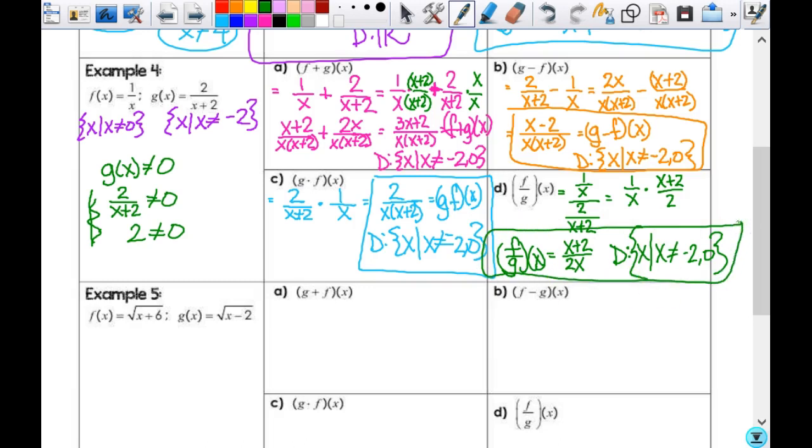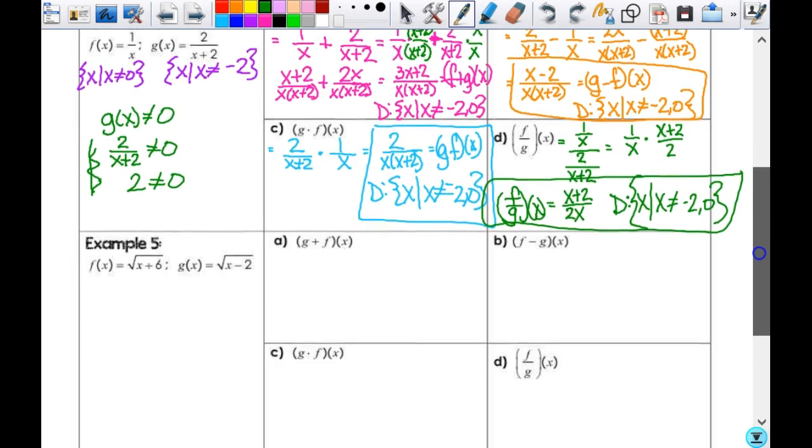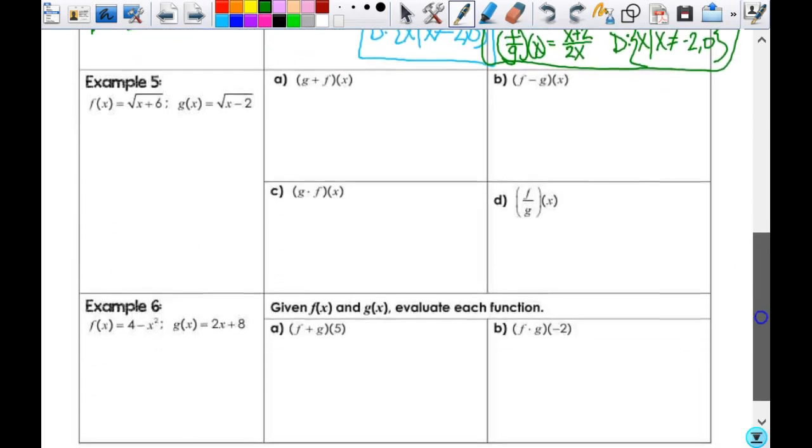There's not going to be a bazillion of these kind with this right now, but you do need to make sure you can think your way through that. Everybody okay with all that? All right. Let's look at example 5.